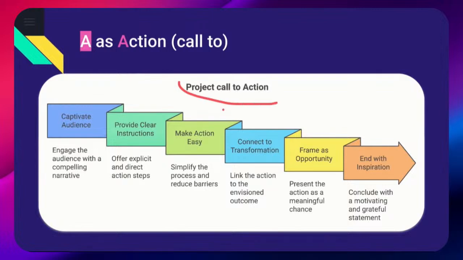The project call to action is really important for capturing the audience. So you have to use a simple narrative, as I said, and offer explicit and direct action steps. How can you do that? For example, you simplify the process for them to take action. You can have a form which says yes or no, or you can frame the question differently. Instead of asking who's for it, you can ask who's against it, because it's an easier decision to take than to say who is for it.